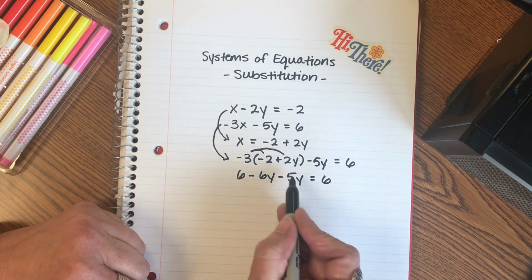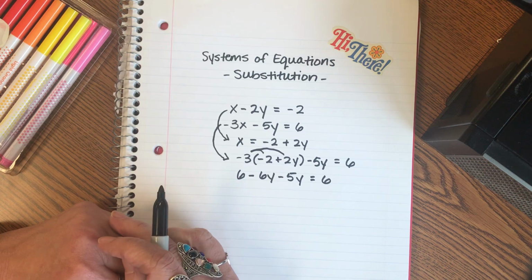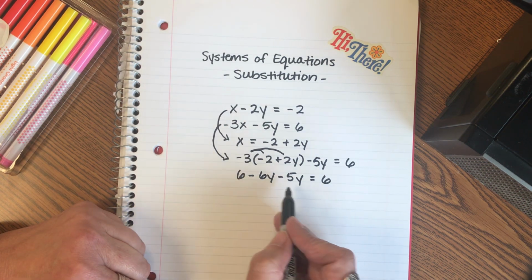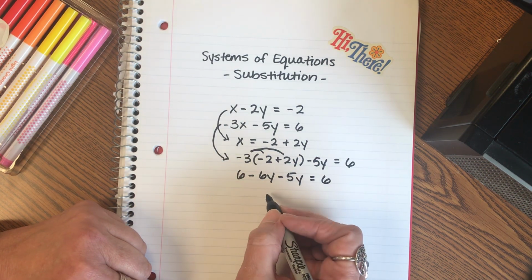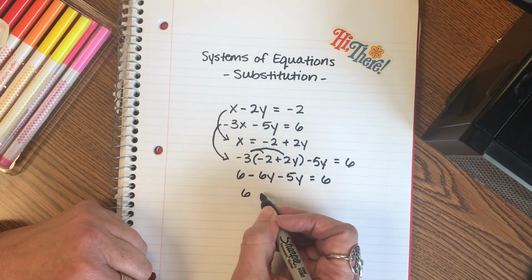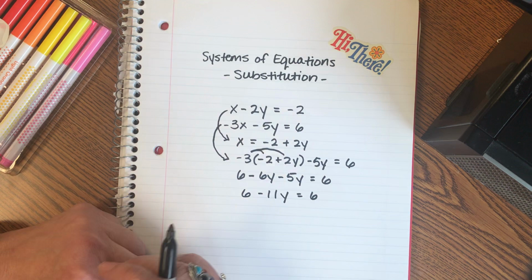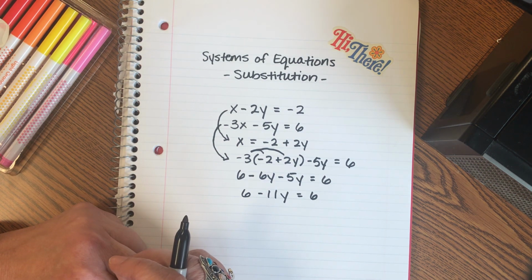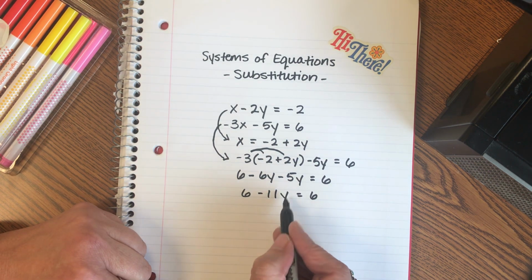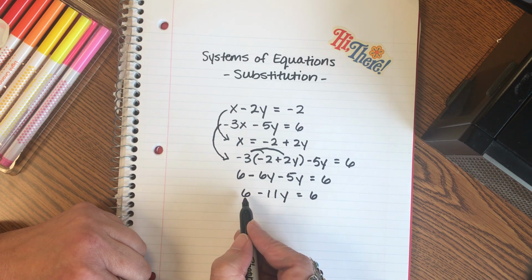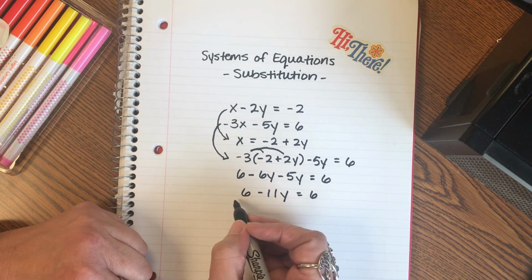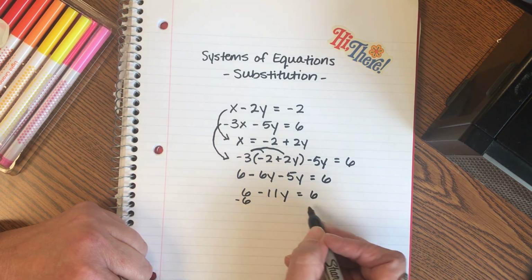Let's combine these two guys right here. If I've got -6y's and -5y's, how many negative y's do we have? We have 11 of them. Okay, now we're getting closer. I need to get that y all by itself, so let's move the 6 over here. Subtracting 6 from each side.